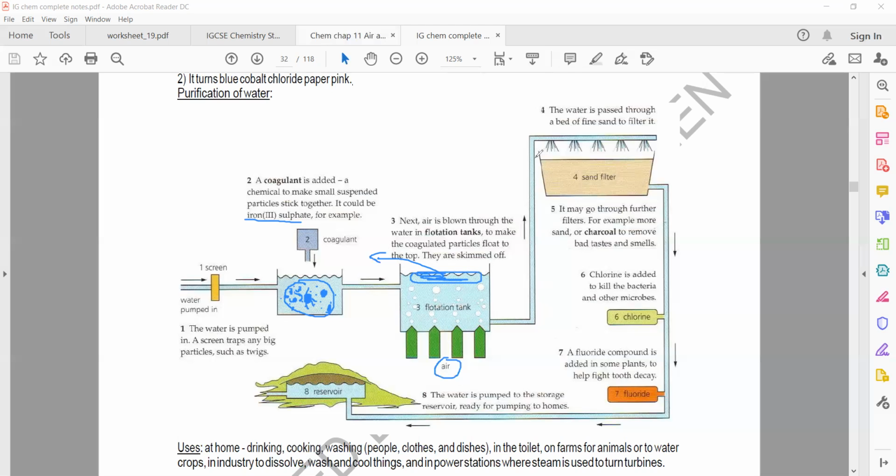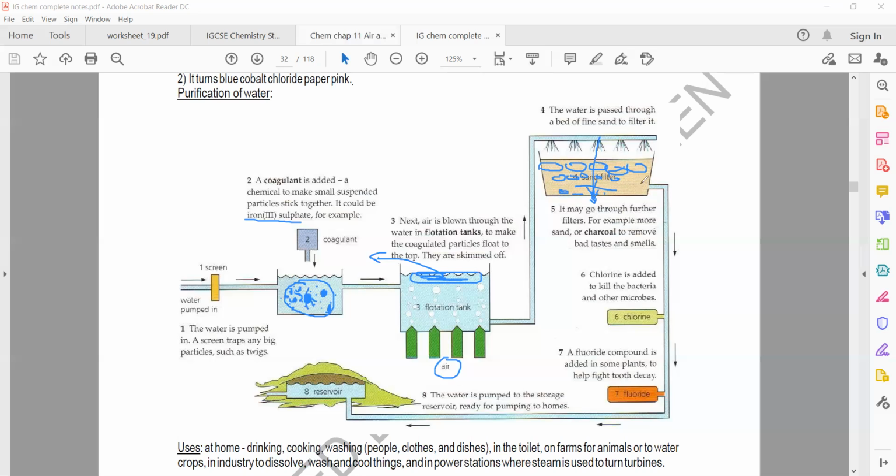After that, we carry out another filtration, which is called sand filtration. What is a sand filtration? It means we have different sizes of sand particles: coarse sand, then fine sand, then silt. We pass this water through the sand filtration. What is the advantage? The water is passed through this bed of fine sand, and this will trap any trace of fine particles that are there.